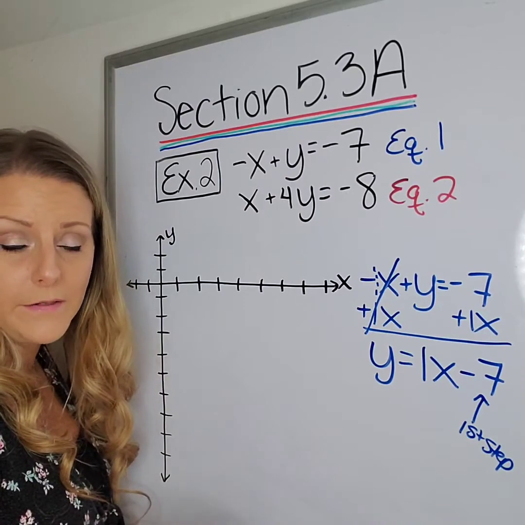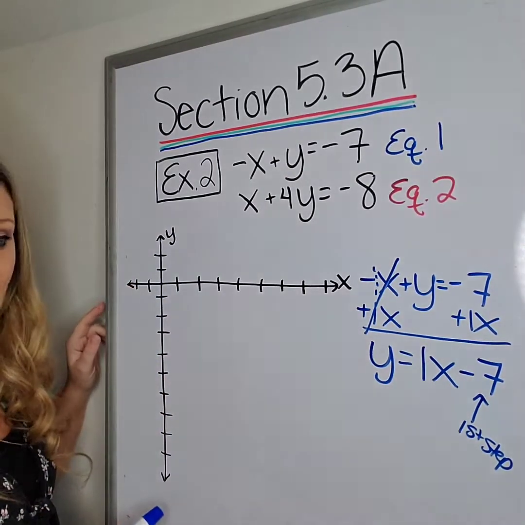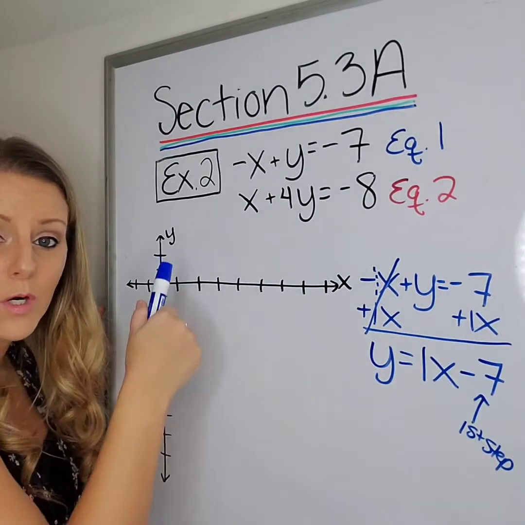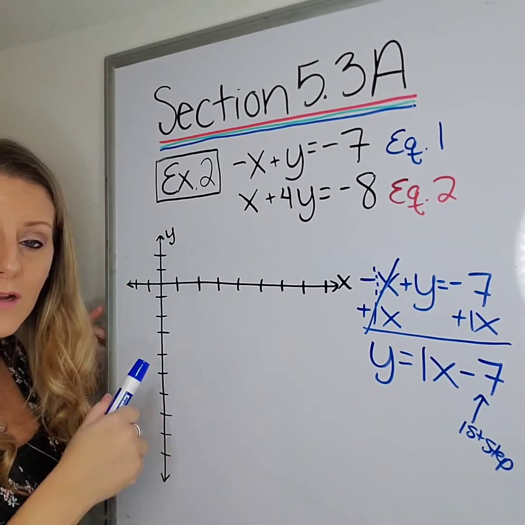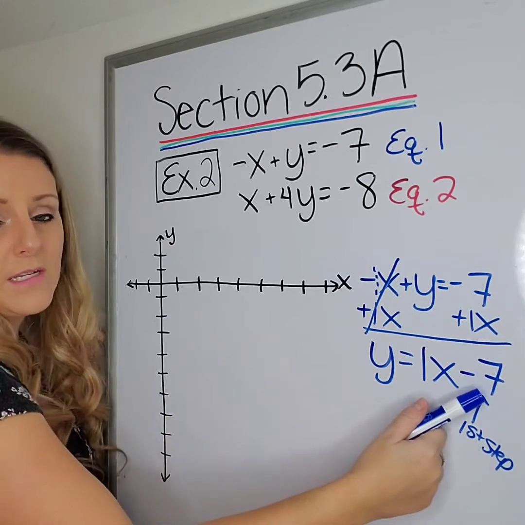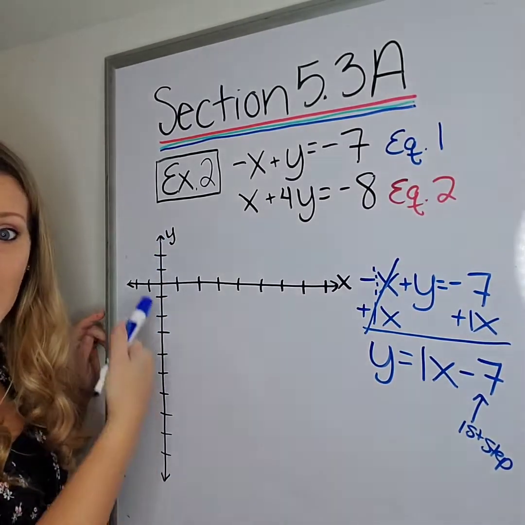It's called the y-intercept. So you're going to go on the y-axis. It's a negative 7, so we're going to go down 7. Okay, it's only up or down. You can't go right or left for this number because it's the y-intercept, and y is up and down.